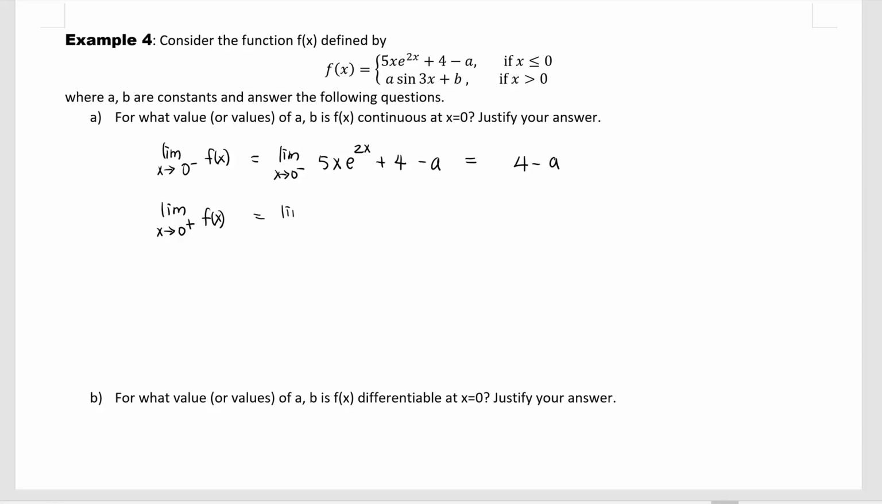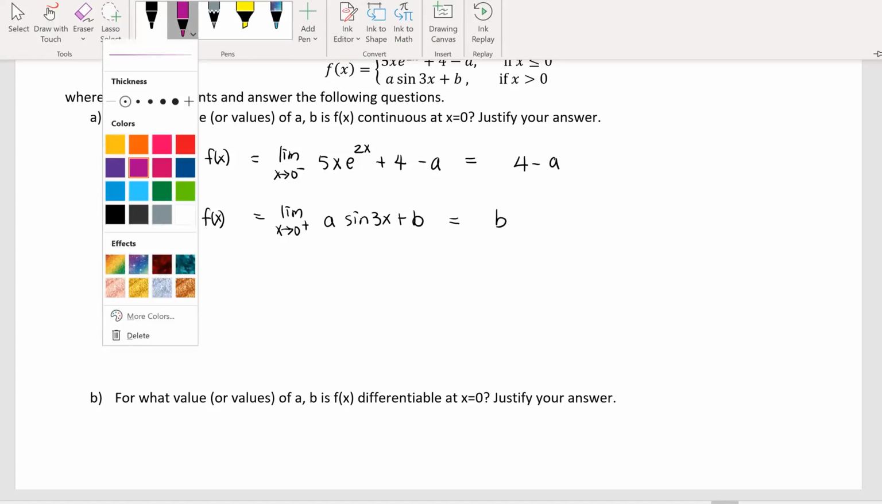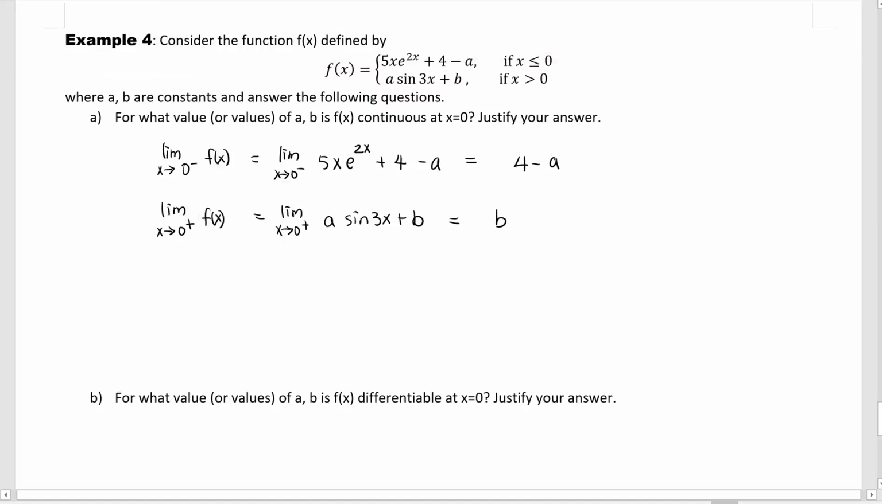And next, we compute the right side limit. The formula is a sine 3x plus b. And when we plug in 0, we get what? Sine of 0 is 0. And we just get b. And don't forget, some of you lose points. Where is the equal sign? There. So this is f of 0. We have to mention it.